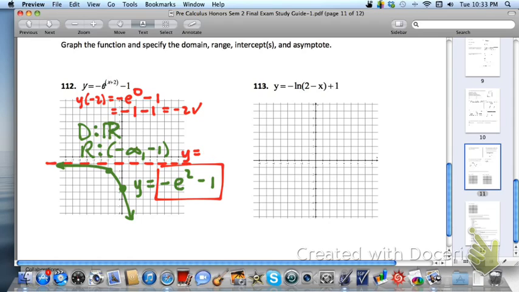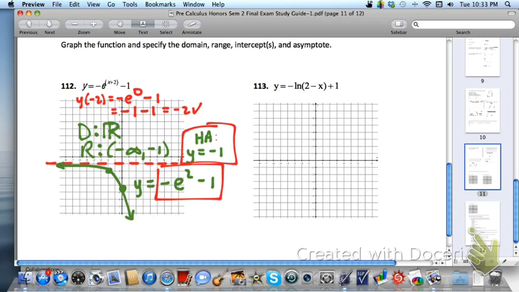And so there you go. I should probably put that in green and box that as well, so it's consistent. Y equals negative 1 is our horizontal asymptote, so let's put the HA right there, domain and range, asymptote, and y-intercept. Okay. Now these are the tougher ones.